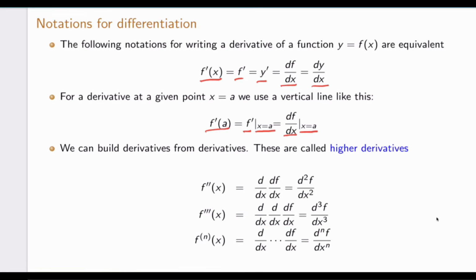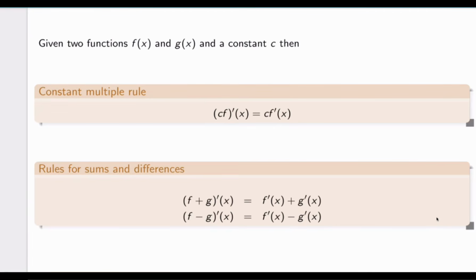We can even build higher order derivatives, which means derivatives from derivatives. So for example, f double prime would be d by dx of df by dx, or we write this as d2f by dx squared. It looks a little bit strange, but this is a notation you will get used to very, very quickly. F triple prime, for example, would be the third derivative, and f in brackets n is a notation for the nth order derivative.